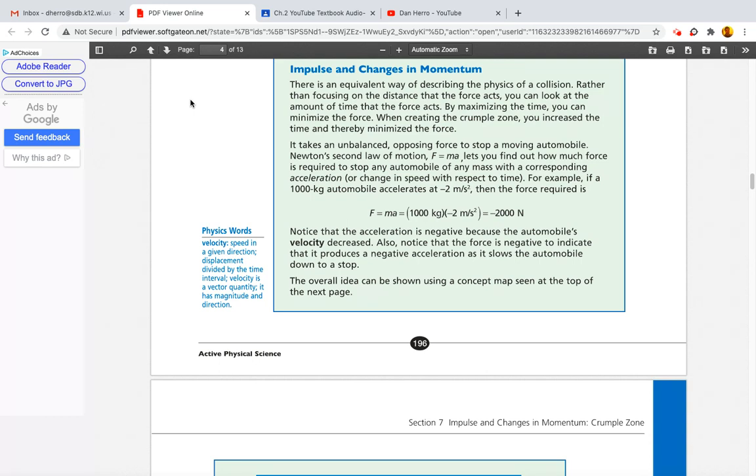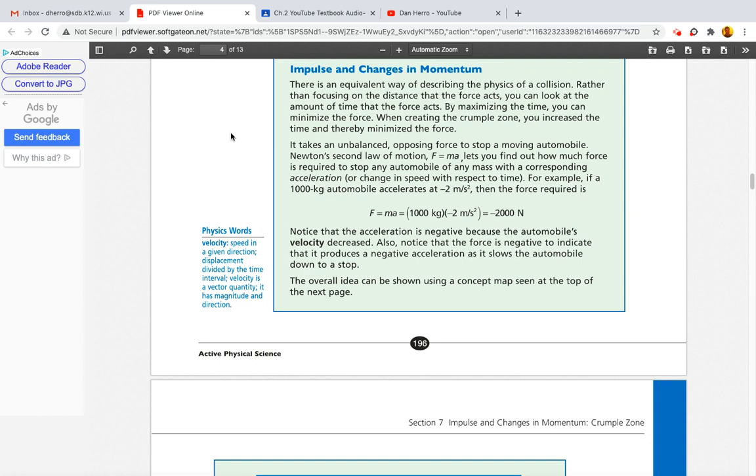It takes an unbalanced opposing force to stop a moving automobile. Newton's second law of motion, force equals mass times acceleration, lets you find out how much force is required to stop any automobile of any mass with a corresponding acceleration or change in speed with respect to time.